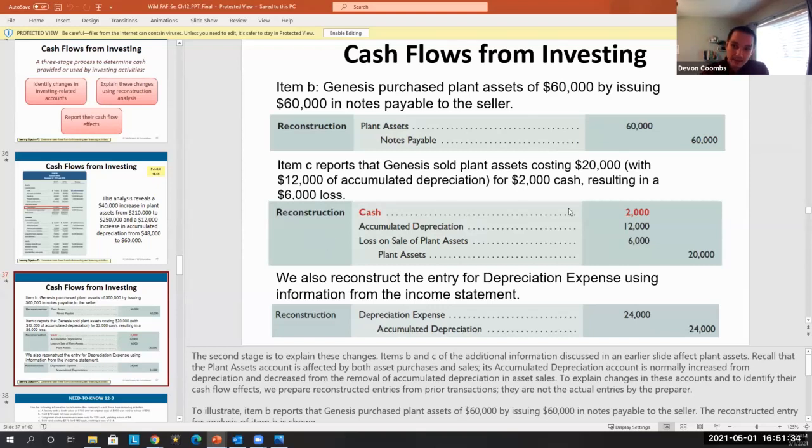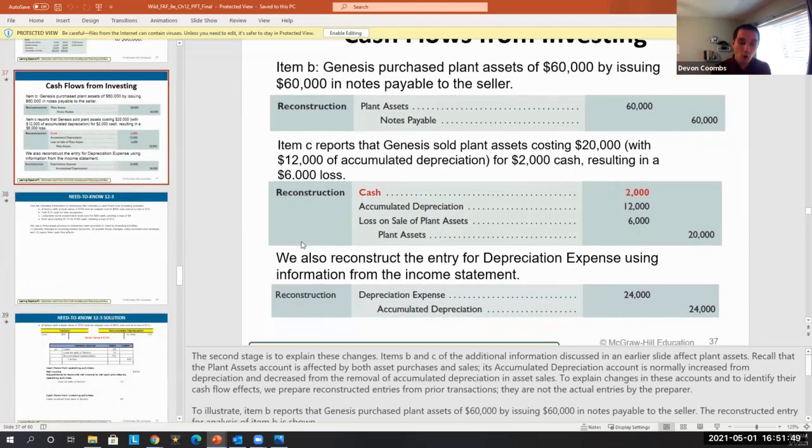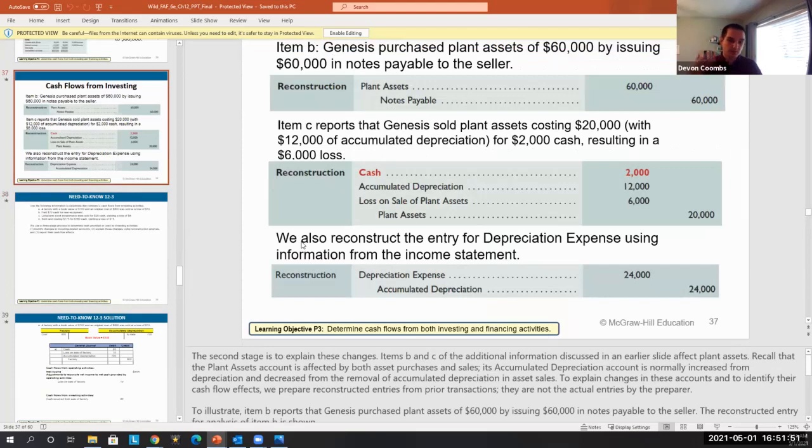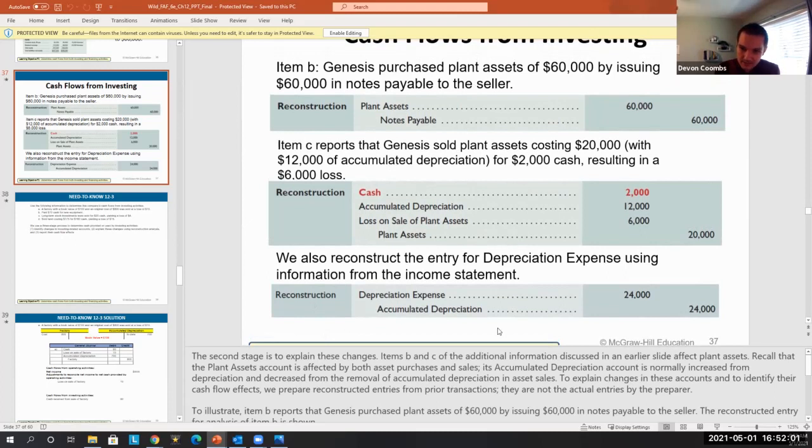And then we sold plant assets where we got a $2,000 loss on the sale. And we also had this depreciation expense related to it. So all of these would go into our statement of cash flows. All of these will go into your statement of cash flows.